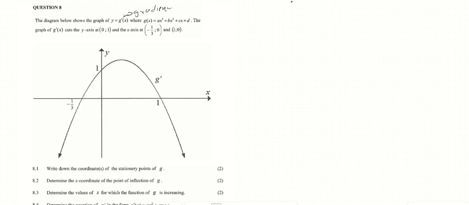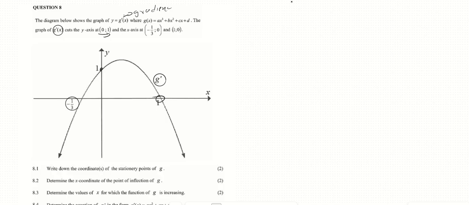The graph of the gradient cuts the y-axis at 1. This is the y-intercept of this graph, the derivative, and it cuts the x-axis at negative 1 over 3 and 0, and 1 over 3. Now remember, here we're dealing with the g prime graph, the gradient. This is the gradient of the parabola.